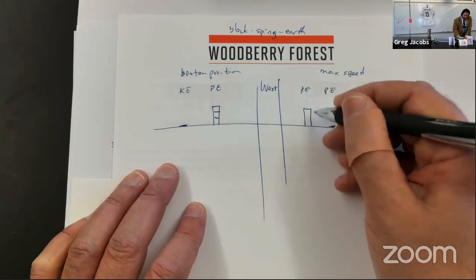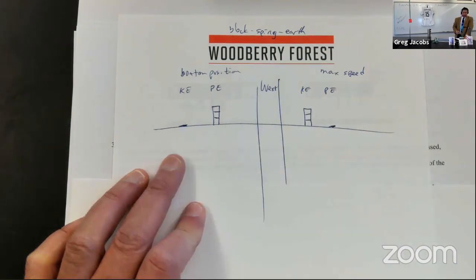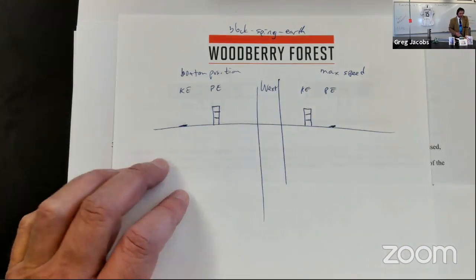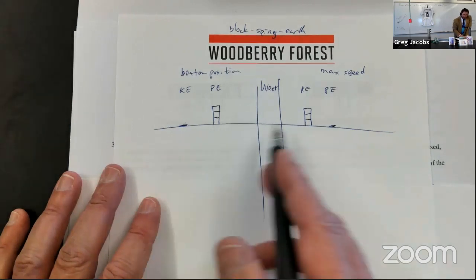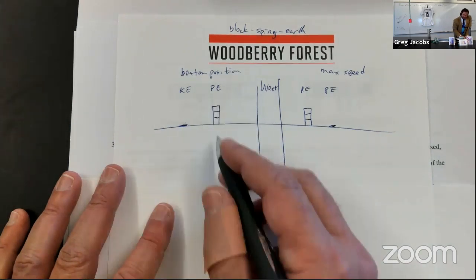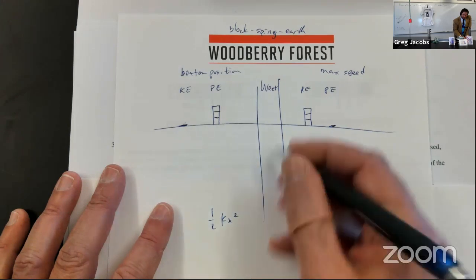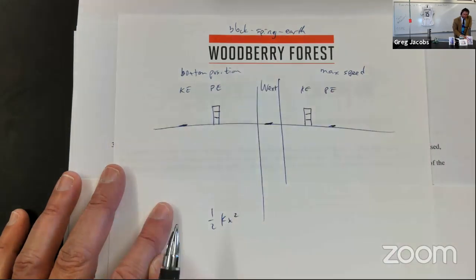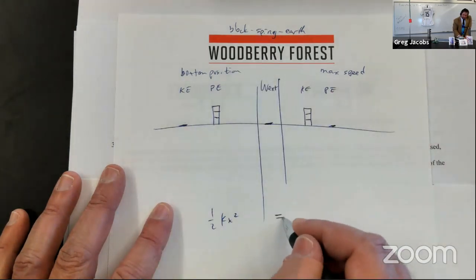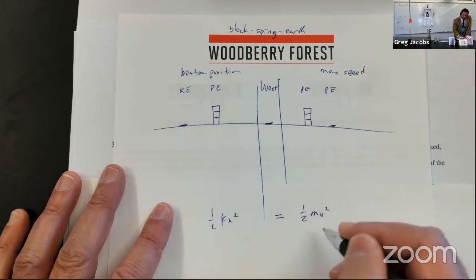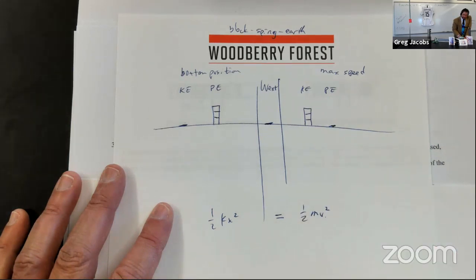There's only kinetic energy when there's speed. So if there were speed at the bottom position, I would have to put some bars for kinetic energy. So I can see that at the bottom position, the potential energy, 1/2 kx squared, there's no work done by external forces because all the forces are internal, is equal to 1/2 mv squared, and that's the maximum speed. So I can solve for the speed, which is what I'm looking for here.